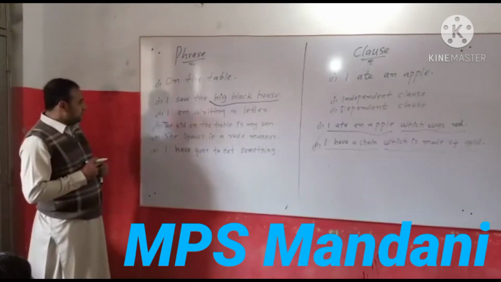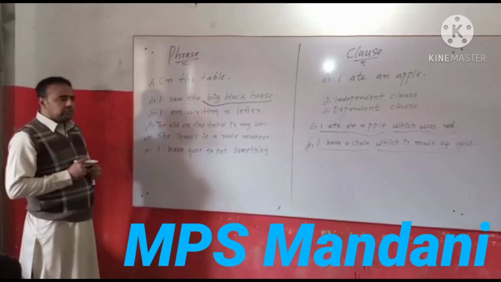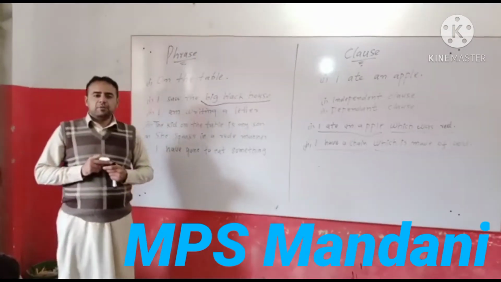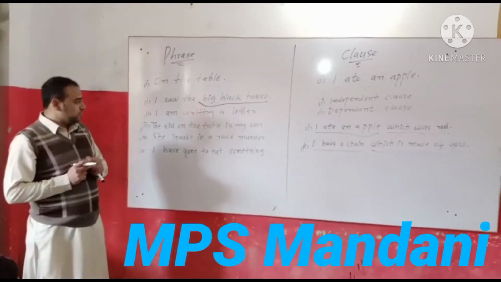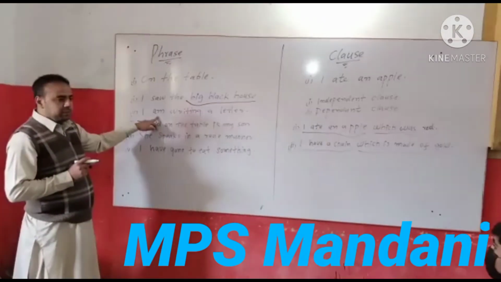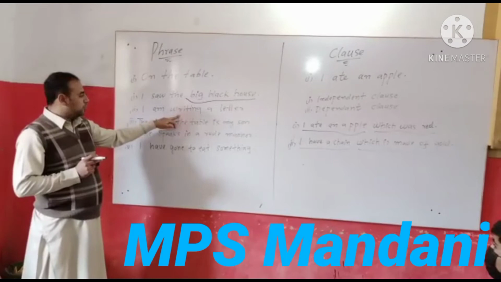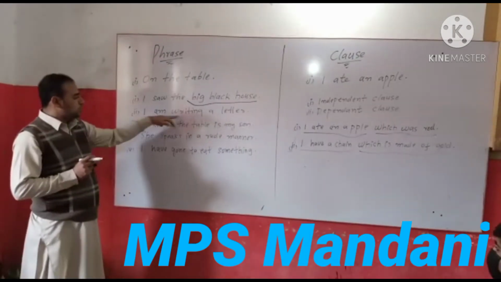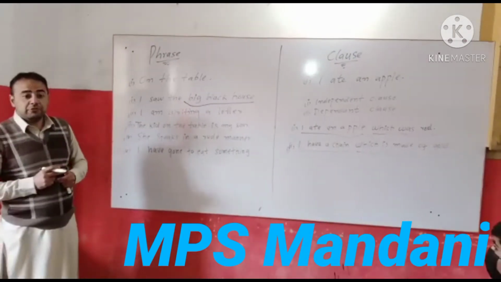In the next example, we have a verb phrase. What is a verb phrase? The combination of a helping verb and a main verb is called a verb phrase. Just like: I am writing a letter. Am is the helping verb, writing is the main verb. So if we combine these two verbs, it forms a verb phrase.